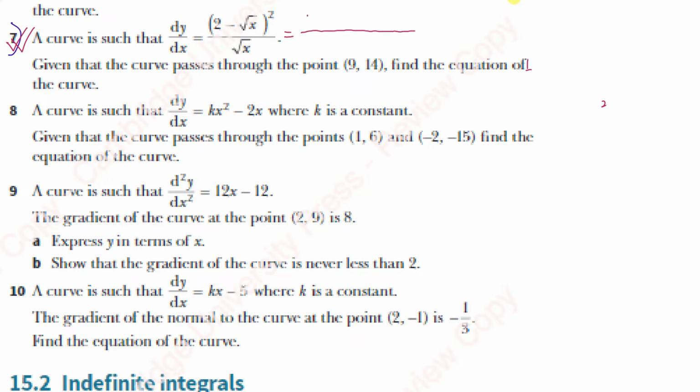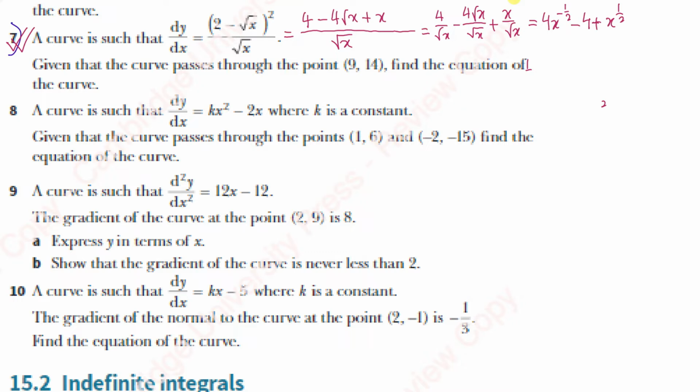If we apply it here, then it would be 2 squared is 4, minus 2ab means 2 into 2 is 4 root x, and root x whole squared gives us x, divided by root x as the denominator. Then we can write the expression (4 by root x) minus (4 root x) divided by root x plus x by root x. So finally from there you can write it as 4x to the power minus half, then minus 4, plus x to the power half. 1 minus half is half.